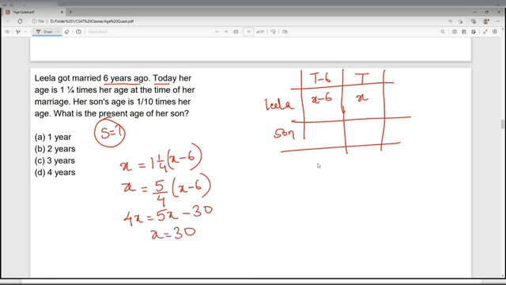And what they said is, her son's age is 1/10 of her mother's age, X. And we have calculated X as 30. So S is equal to 1/10 of 30. That's equal to 3. The son's age is 3. C is the option.